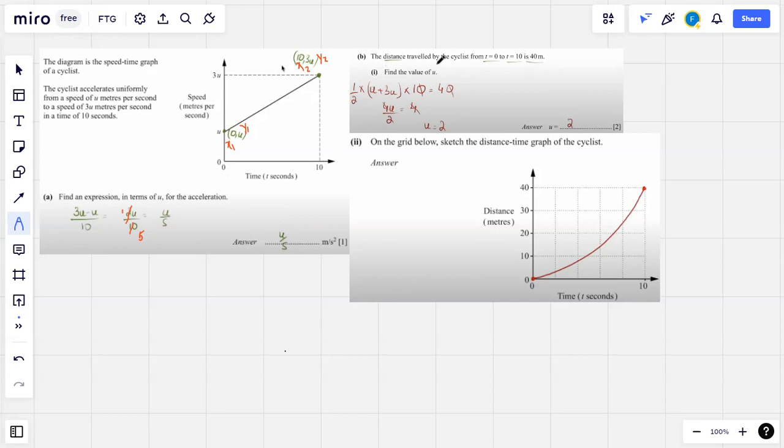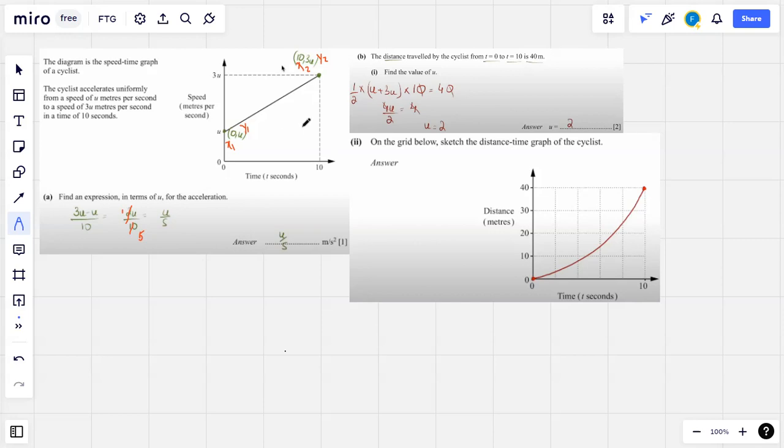The second part says the distance traveled by the cyclist from t equals 0 to t equals 10 is 40 meters. We know that the area under the graph is the distance. So the cyclist is covering a distance of 40 meters and we have to find the value of u. Since the distance is given, we start with the area concept. The area under the curve is a trapezium, so we will use the area of trapezium formula and equate it with 40 to find the value of u.